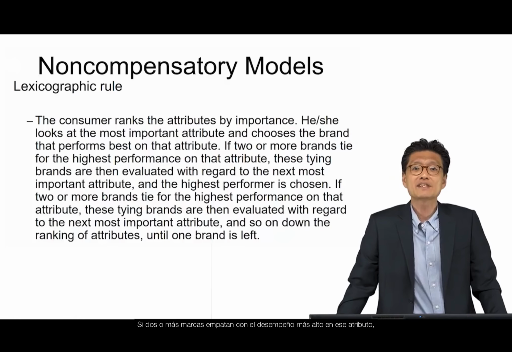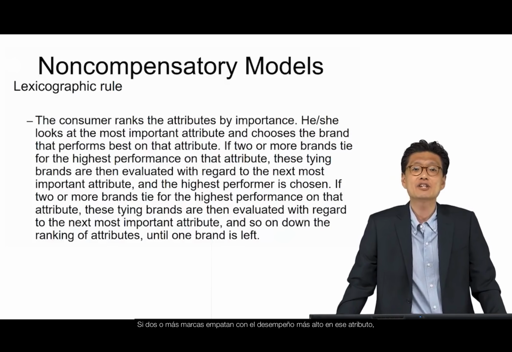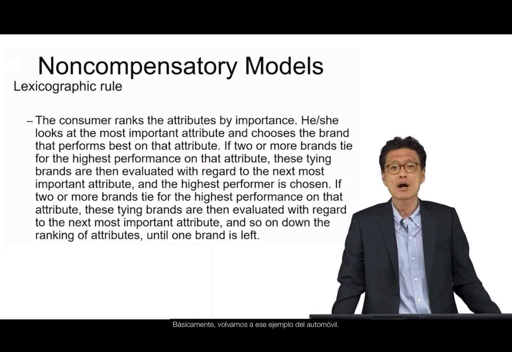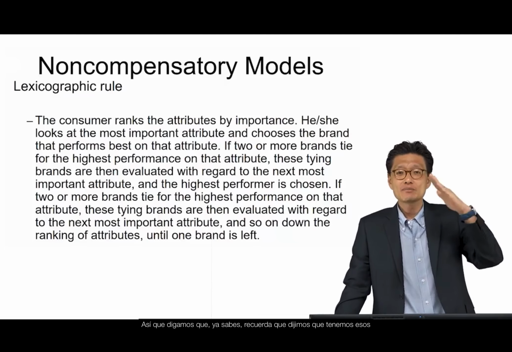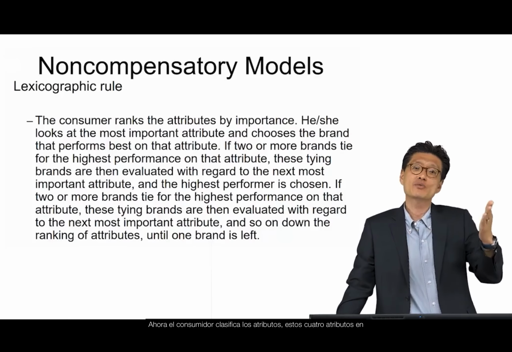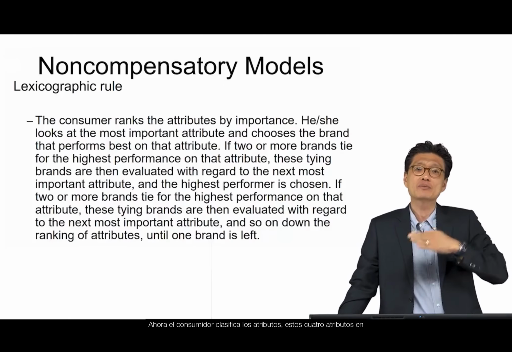If two or more brands tie for the highest performance on that attribute, these tying brands are then evaluated with regard to the next most important attribute, and so on down the ranking of attributes until one brand is left. So basically, going back to that example of the car, remember we said that we have those four attributes. Now the consumer ranks these four attributes in terms of importance.